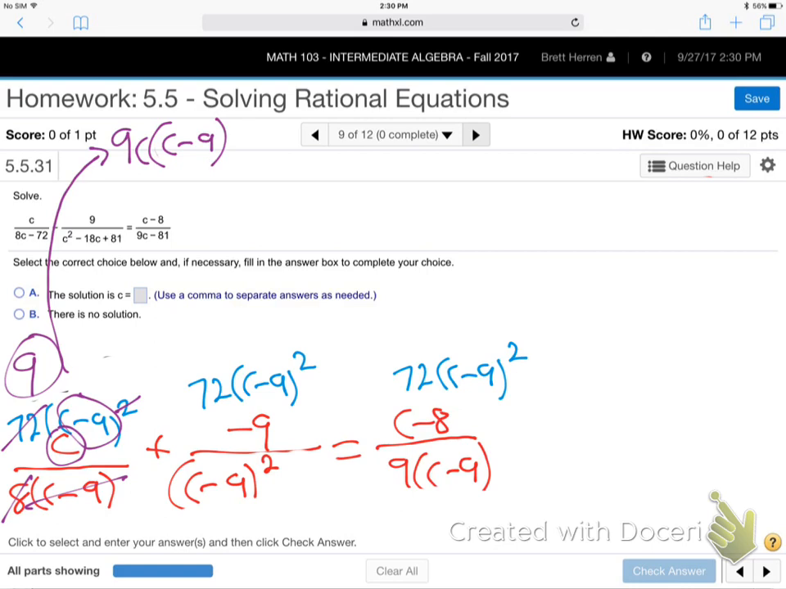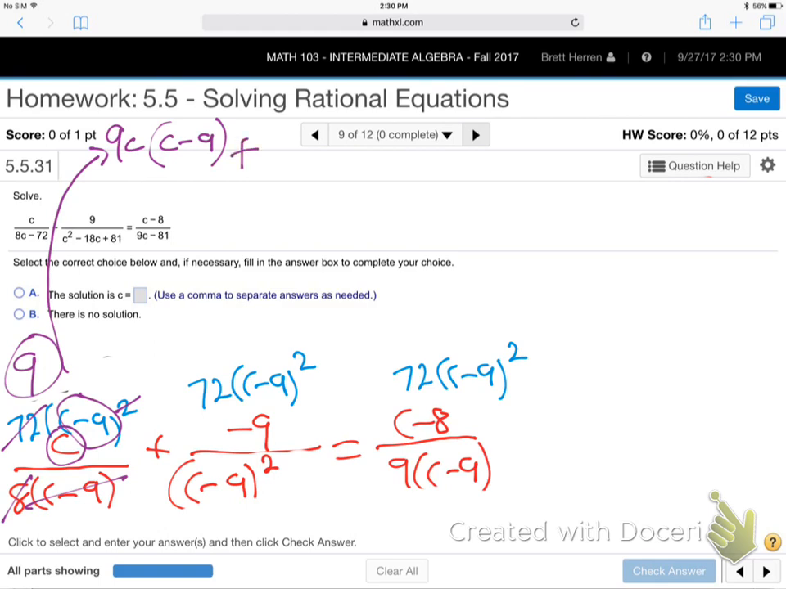My C's, I should have used X's. My C's look like little parentheses. Okay. All right, we all good there? Make my C's a little more distinct. Good for that first one? Everybody see what happened? 8 went into 72 9 times. C minus 9 on the bottom canceled one of the C minus 9s on the top. We're left over 9C, C minus 9 for the first one.